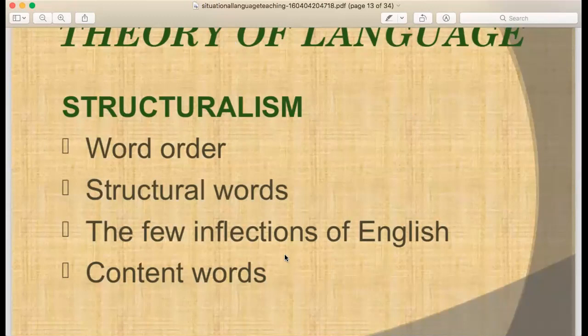And what is the difference between function words and content words? What are content words and what are function words? Yeah, Asma is right. But I'm talking right now about function words and content words. What are these?